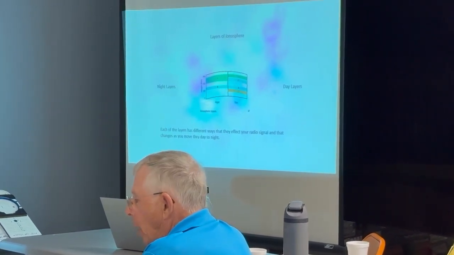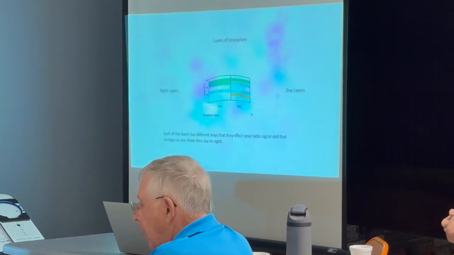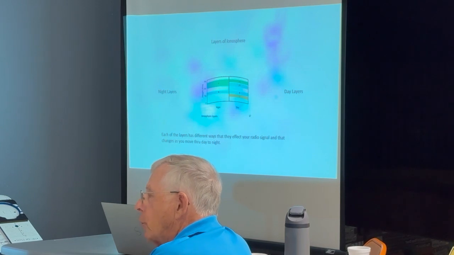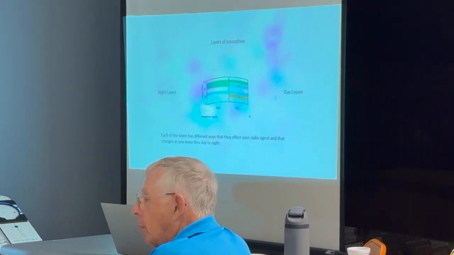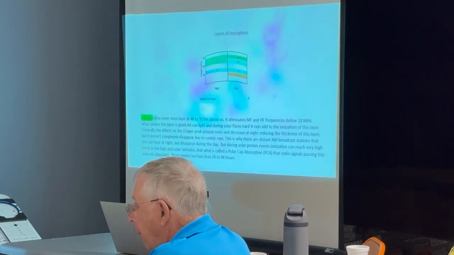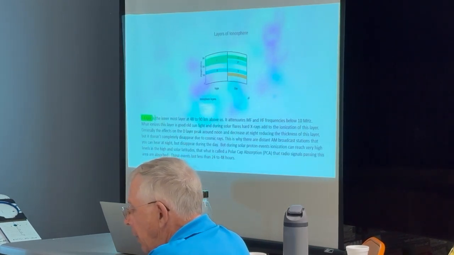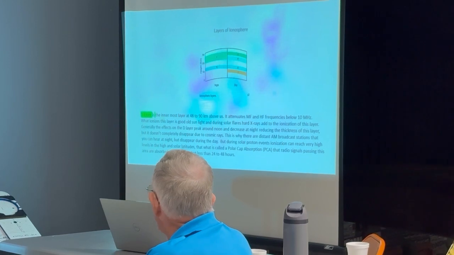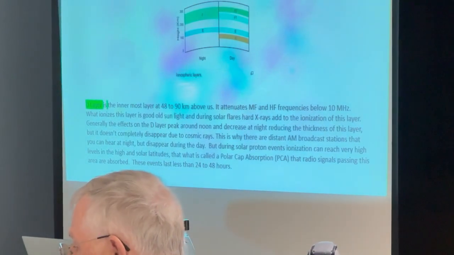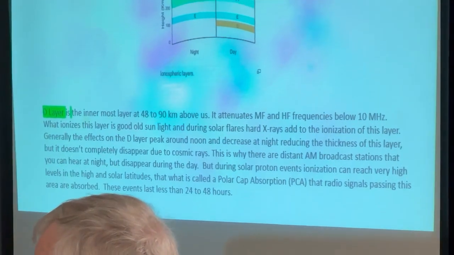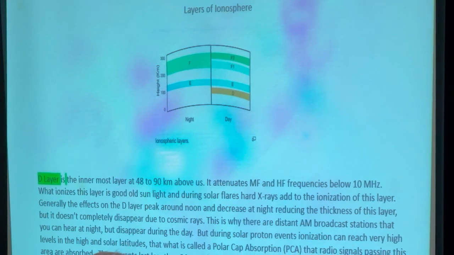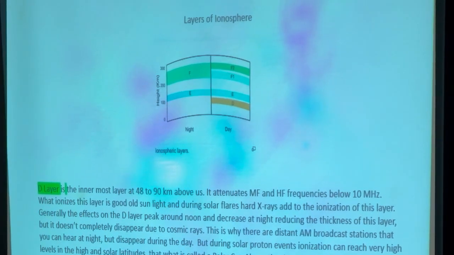ionosphere, and the different layers, and how these layers affect what your radio signal is doing. We're going to start off with the D layer. This is the closest one to the Earth. It's only 48 to 90 kilometers above us. And as you notice on the chart here, it's only during the daytime hours that we have this layer.